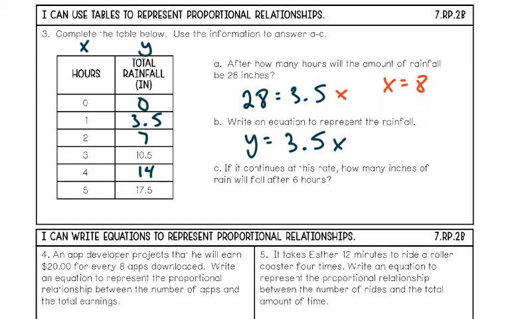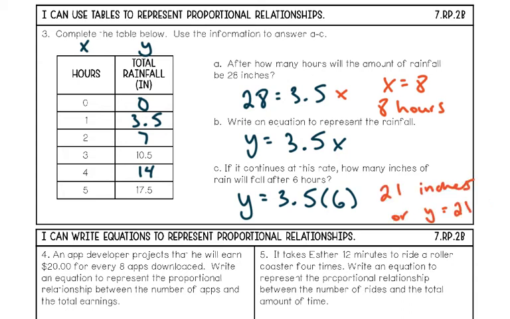You could also write, in context, 8 hours. Both these answers are correct. Either way, it's 8. We already did part B, and let's look at part C. If it continues to rain at this rate, how many inches of rain will fall after 6 hours? So I just rewrote my equation. I know x is the number of hours, and since I'm looking at 6 hours, I can put in a 6 for the x. So 3.5 times 6 will give me my total, and that would be 21 inches. You can write this as 21 inches or y equals 21 or y equals 21 inches.